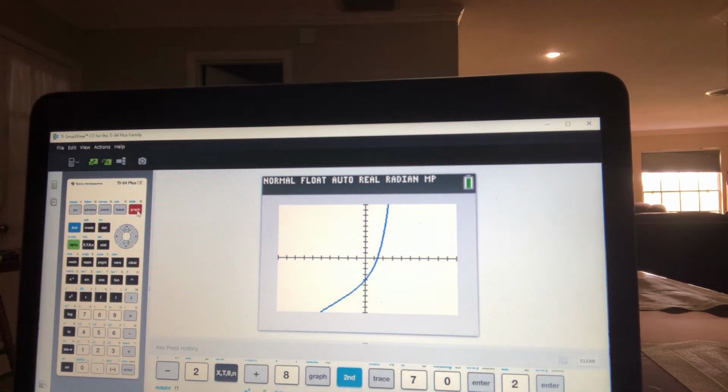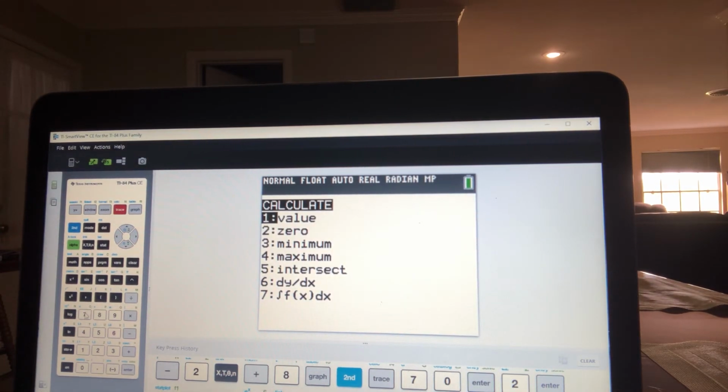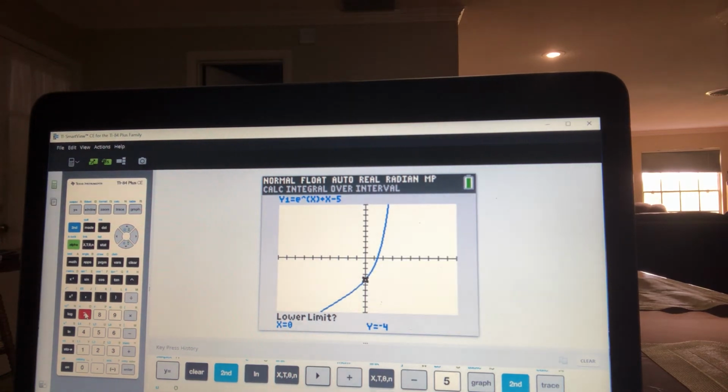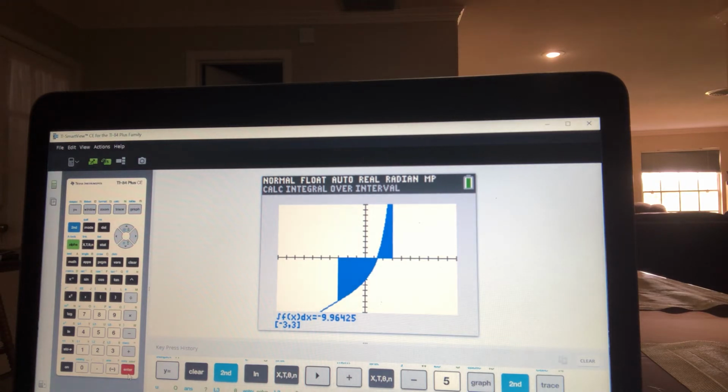Here is the graph on the screen. And then you're going to calculate the definite integral. So you're going to go to second, calculate, choose number 7, that's the integral. It's going to say lower limit, so in this case it is -3. Press enter. And the upper limit is +3. Press enter. And then you'll see this on your screen. So at the very bottom, that is your answer. It says the integral of f of x dx is, and you'll want to round to the thousandths place unless you're told otherwise. So I would write down as my answer -9.964.